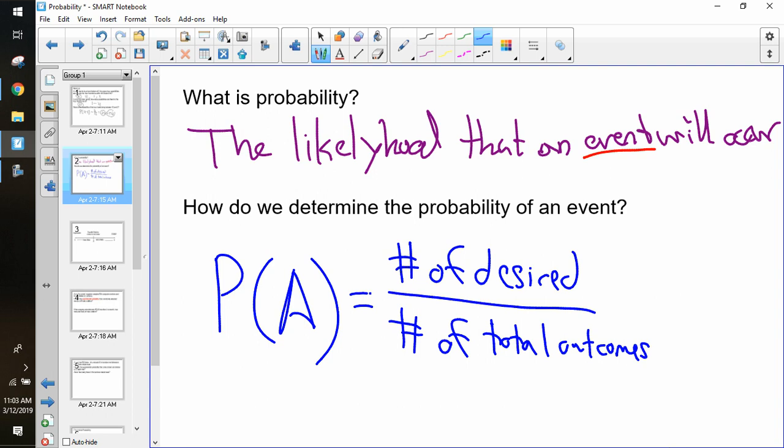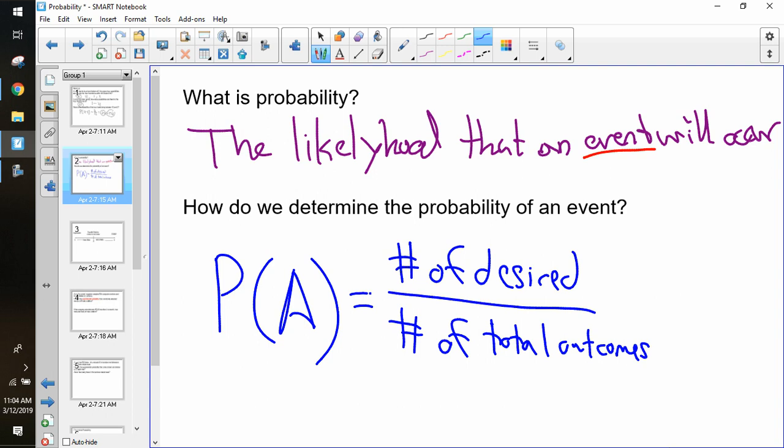So if we're rolling a dice and you want to get a 6, that one desired outcome is just getting a 6. That's your one outcome you're looking for. The number of total outcomes are all the possible numbers you can roll. Well, you can roll anything between a 1 and a 6, so there's 6 possibilities. So it would be 1 over 6 would be that probability.